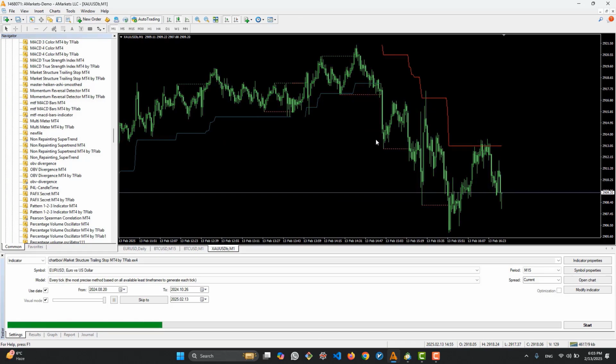Let's test this indicator live together on the MetaTrader 4 platform.